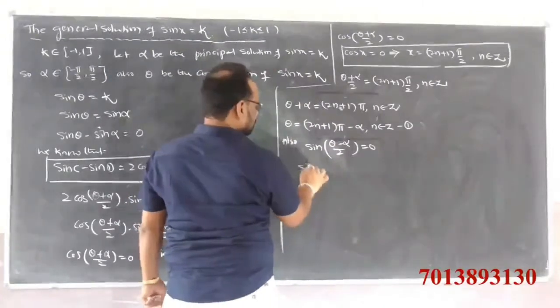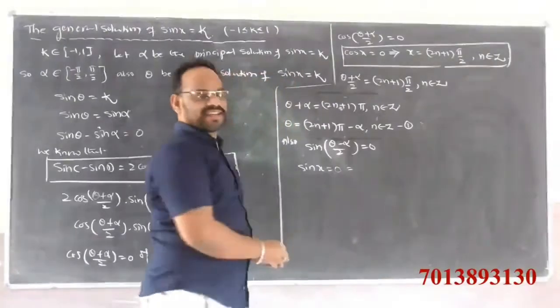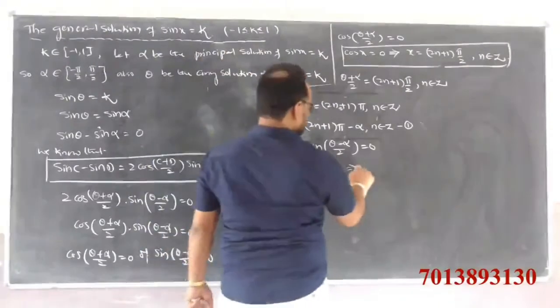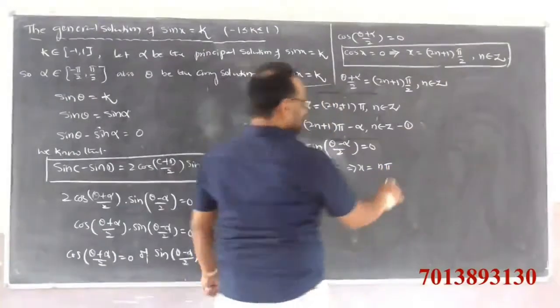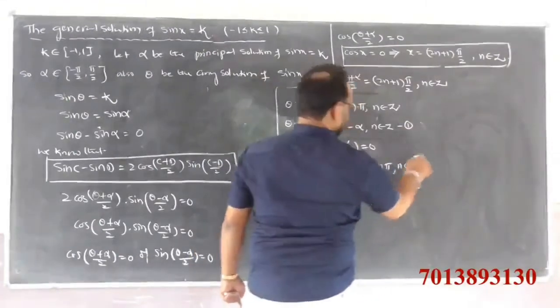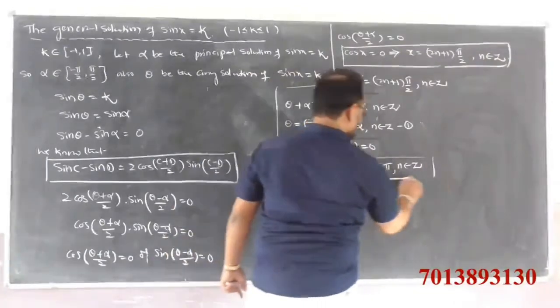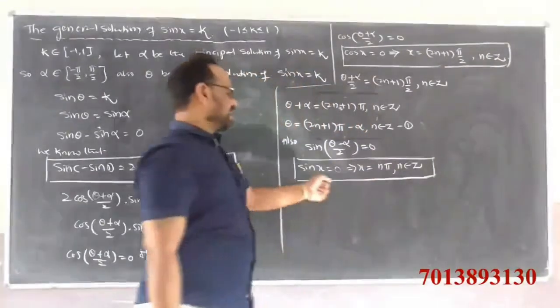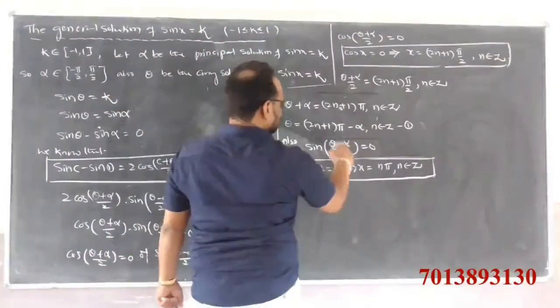Already we know sin x is equal to 0. What is the general solution of sin x is equal to 0? Clearly x is equal to n pi, where n belongs to Z, as we already discussed in previous studies. Sin x is equal to 0, x is equal to how much? N pi.